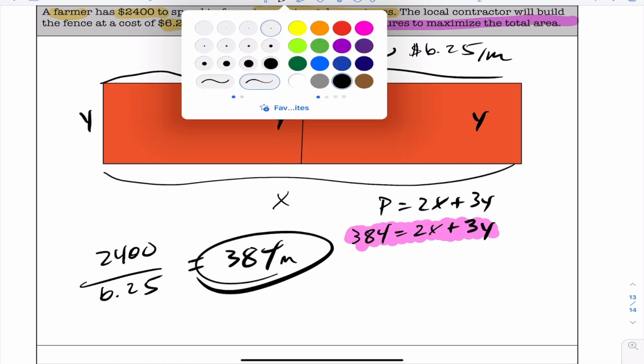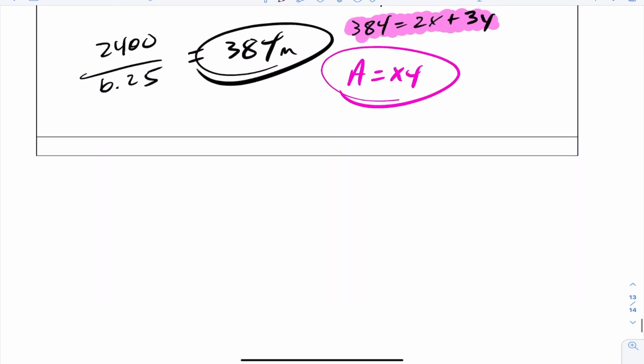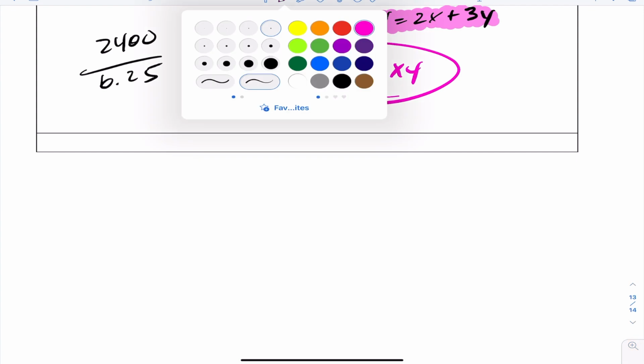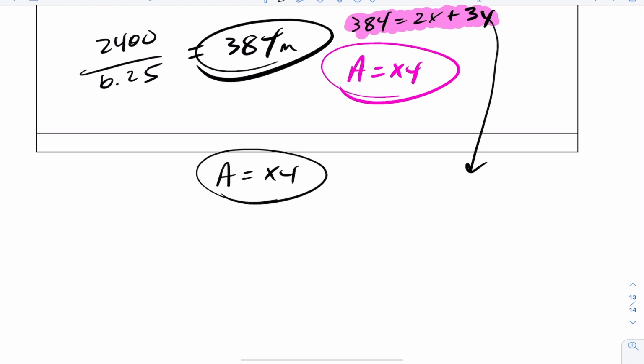Now, the question wants me to maximize area. The area of this shape is going to be x times y. However, to maximize this expression, you need 1 variable, not 2. So what can I do here? I want to maximize this expression, so I can go to my perimeter formula and isolate for x or y. It doesn't really matter.